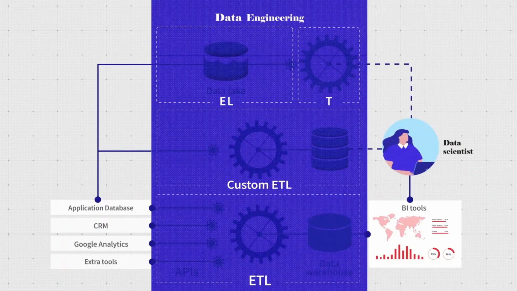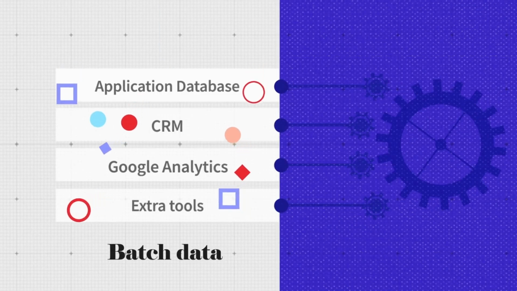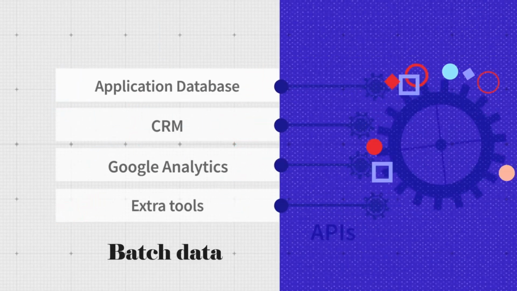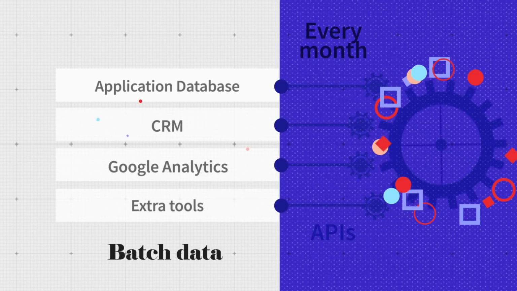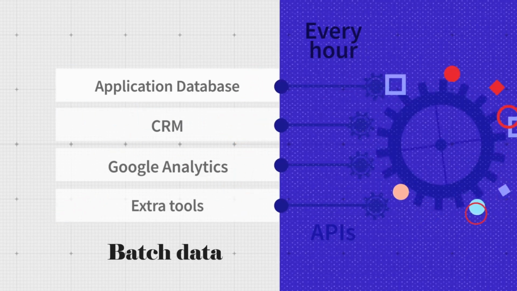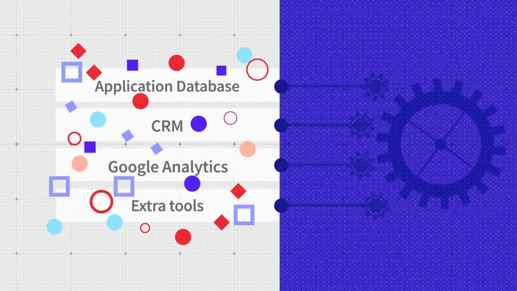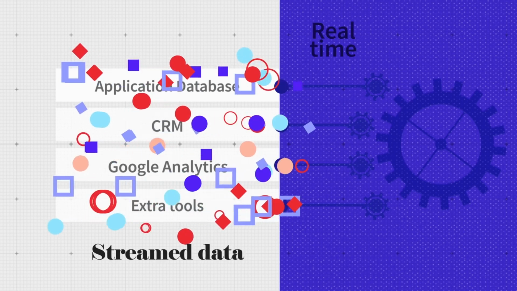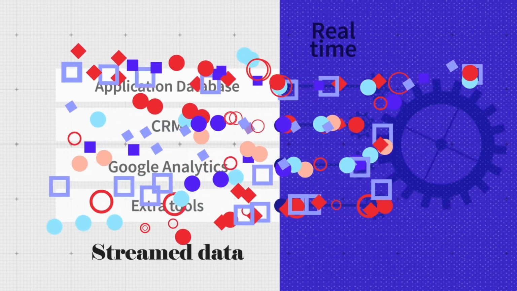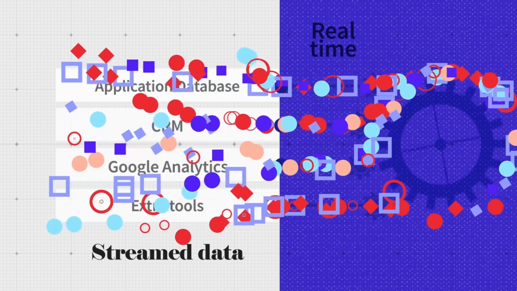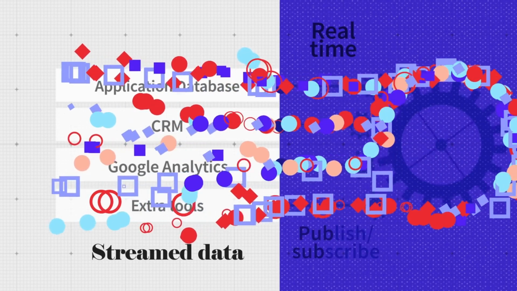Up to this moment, we've only discussed batch data. This means that the system retrieves records on some schedule, every week, every month, or even every hour via APIs. But what if new data is generated every second and you need to stream it to the analytical systems right away? Data streaming uses a way of communication called pub/sub, or publish and subscribe.